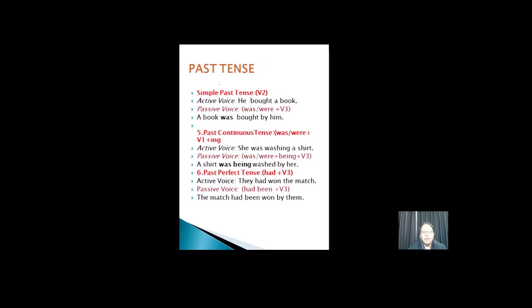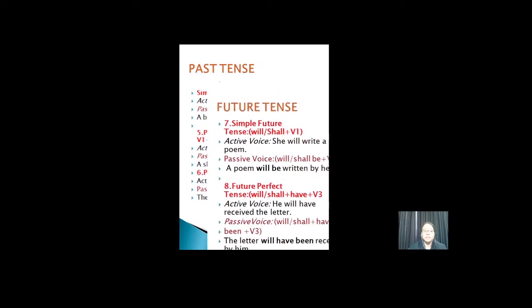Passive voice: had plus been plus V3, as we have done in present perfect tense. The match had been won by them. So here, students, we did that: was plus V3 in simple past, was plus being plus V3 in past continuous tense, had been plus V3 in past perfect tense.